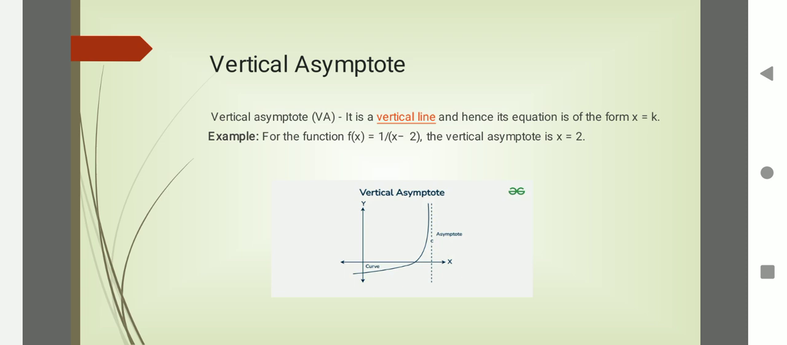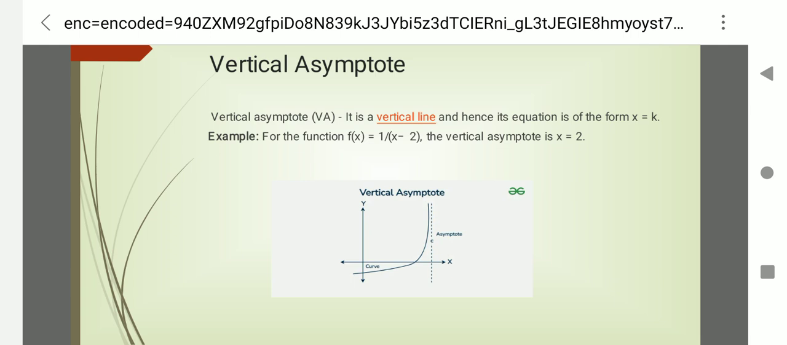Then, second, we have the vertical asymptote. So what is a vertical asymptote? It is the asymptote which is in a vertical position, or we can say it is parallel to the y-axis, so its equation is x is equal to k. An example is also given for the function f(x) is equal to 1 by x minus 2. That curve is drawn, and the vertical asymptote is x is equal to 2, which is parallel to the y-axis.